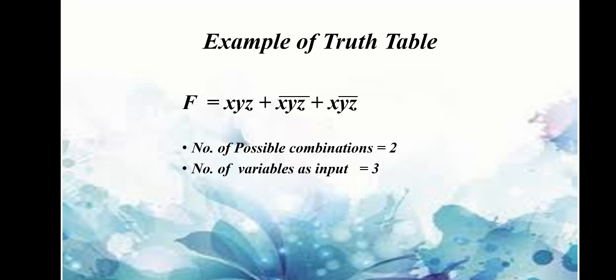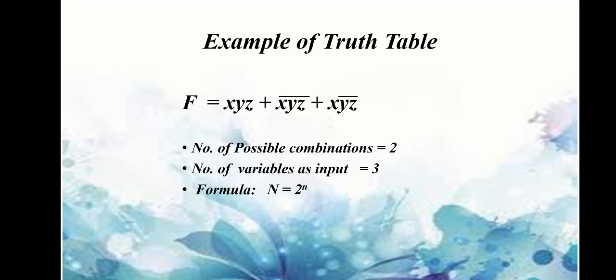Here the number of possible combinations is 2. Why? As I told you earlier, the computer understands only binary language, and in binary language we have only two digits, 0 and 1. So the number of possible combinations is 2, that is 0 and 1. Then the number of variables as input: how many variables are there in this expression? You can see there are 3 variables, x, y and z. So the number of variables as input is equal to 3.